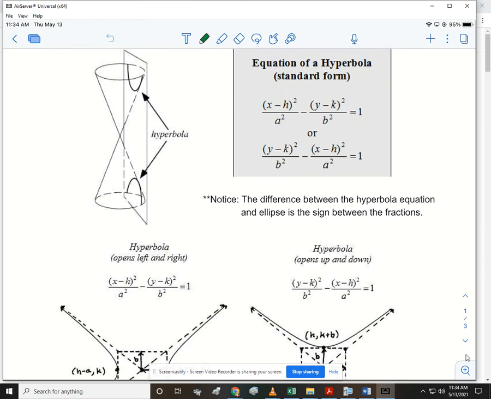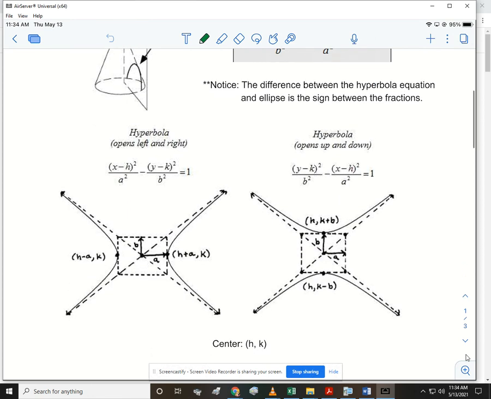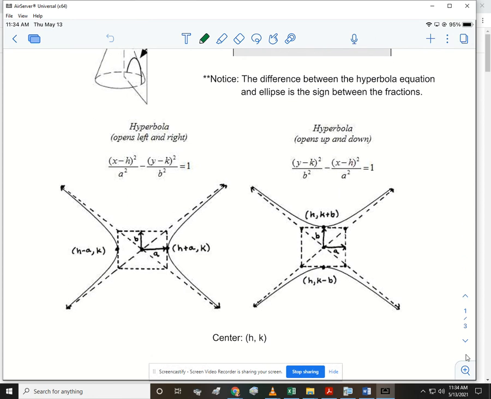So depending on if the x fraction is first or the y fraction is first, your hyperbolas can open different places. If the hyperbola has the x fraction first, like this one, then it is going to open left and right. If the hyperbola has the y fraction first, like that one, then it's going to open up and down.